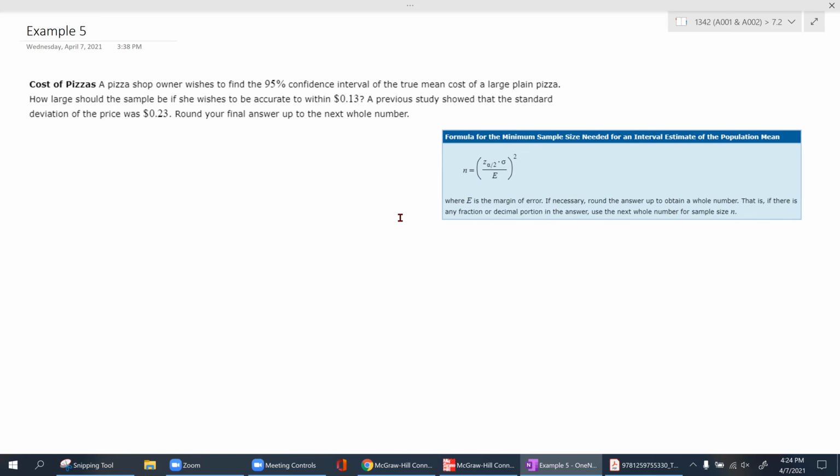What's going to be different here is that now we're solving for our n value. We're still going to have to find our z alpha over 2. The sigma is going to be given. And now we have to locate a new variable, which is e, my margin of error. Let me find that sample size.